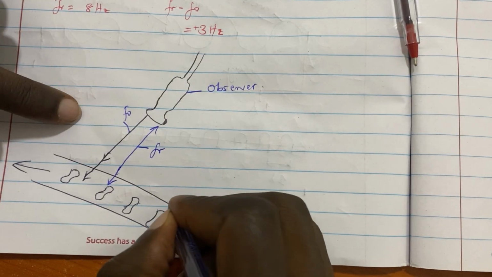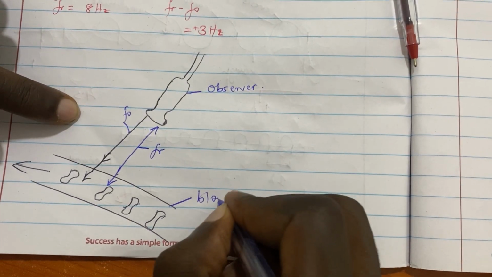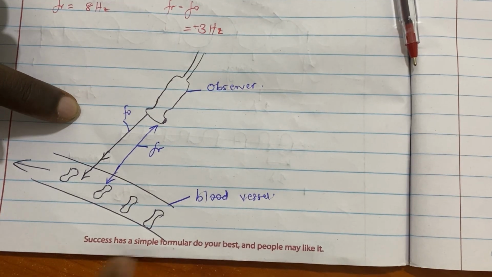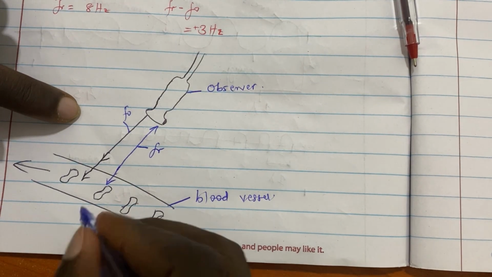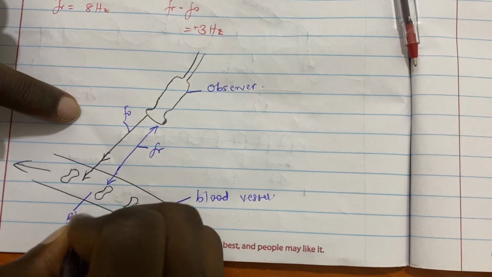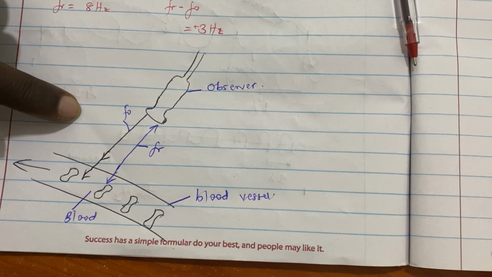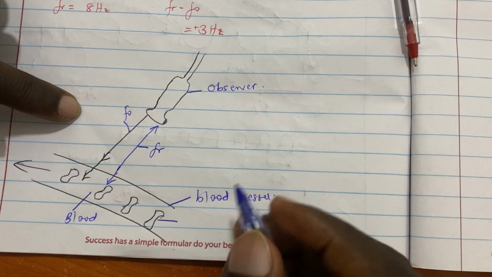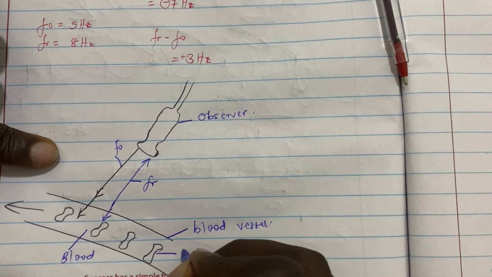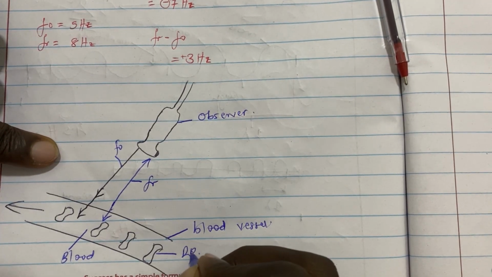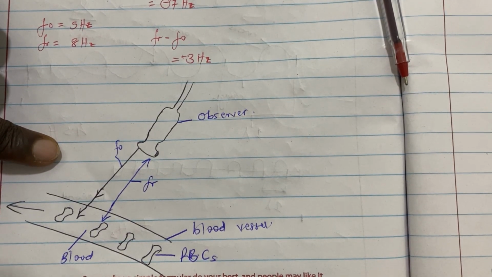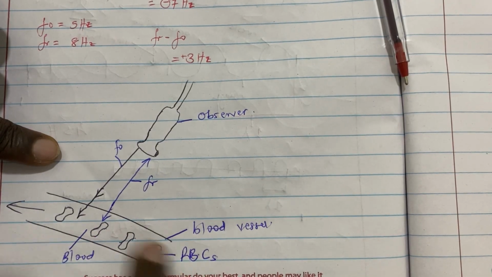We can call this one a blood vessel. What is always in blood vessels? There is blood, the liquid part, and also the hematocrit part, which contains cells. In this case, red blood cells, RBCs. They are the ones moving inside there. They are the biggest. They keep moving.